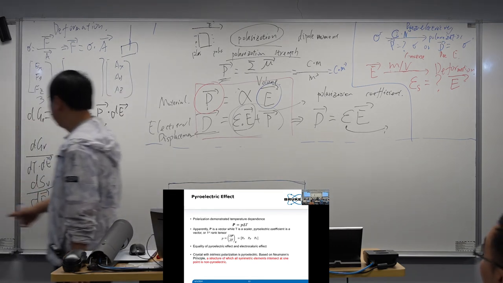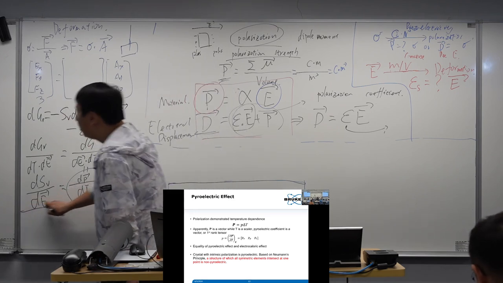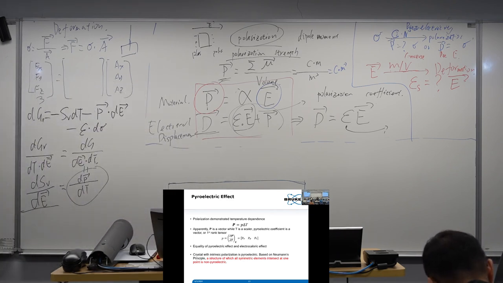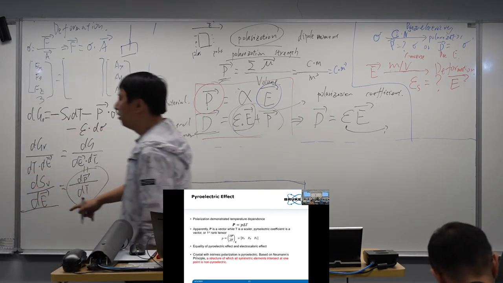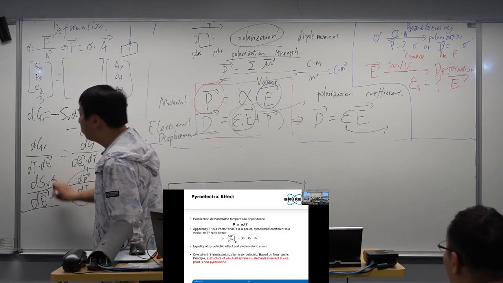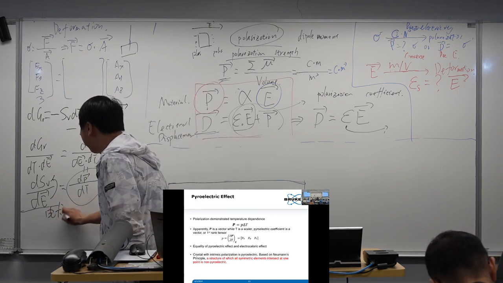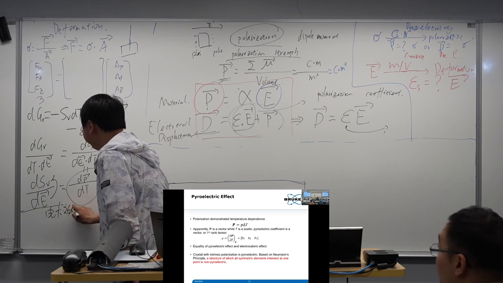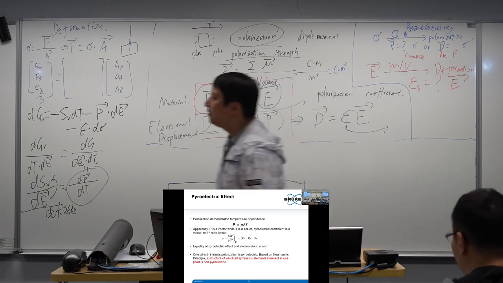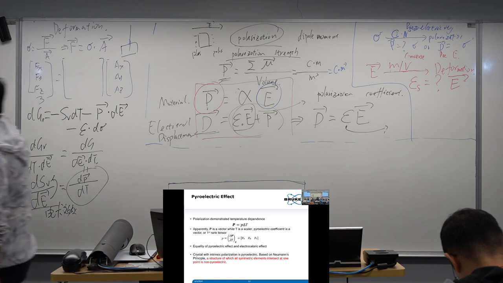That means the temperature can change the polarization, and the other one we call electrocaloric. We can use electric field to change the entropy, and in Chinese we call it 电卡. Just something more about the physics here, but we just care about our pyroelectricity.